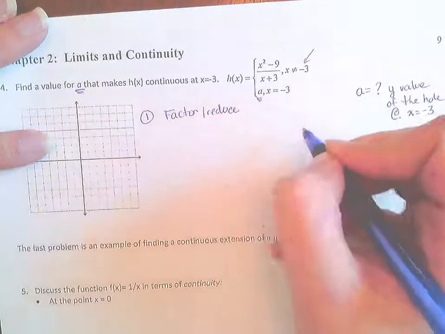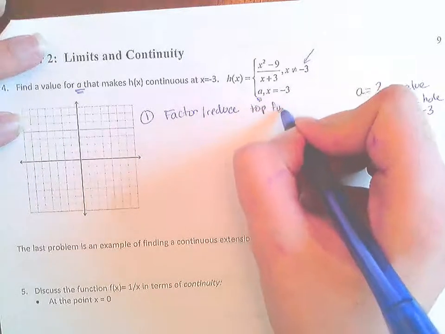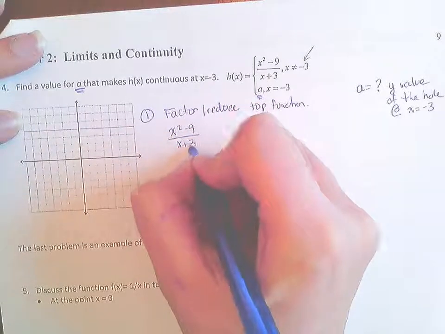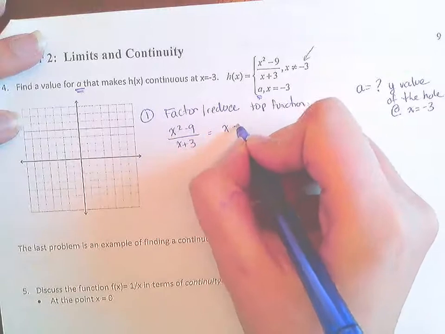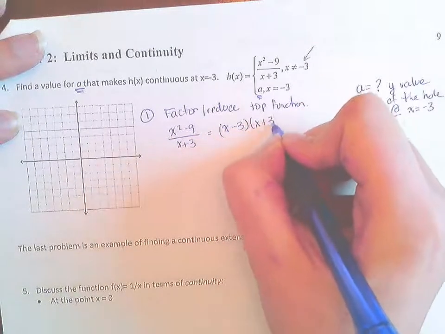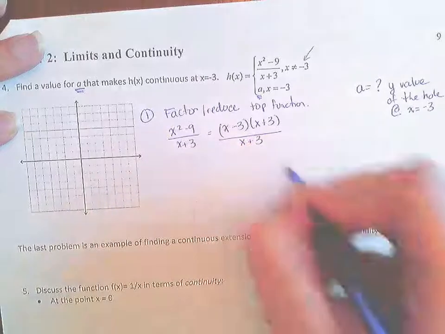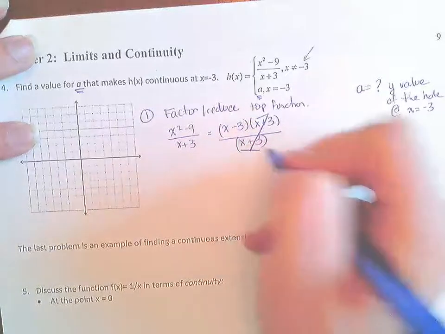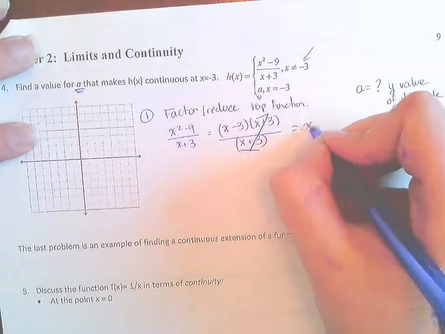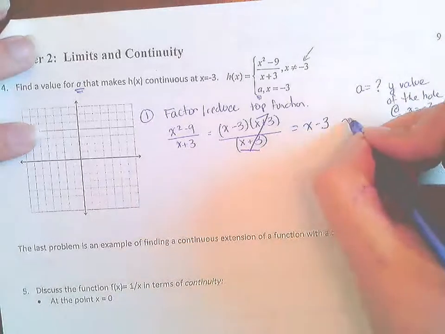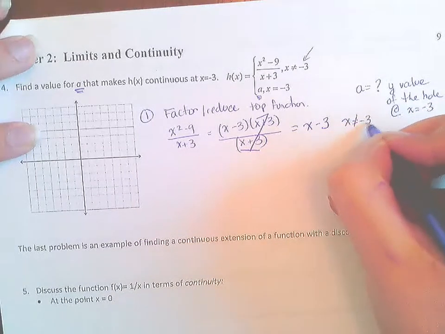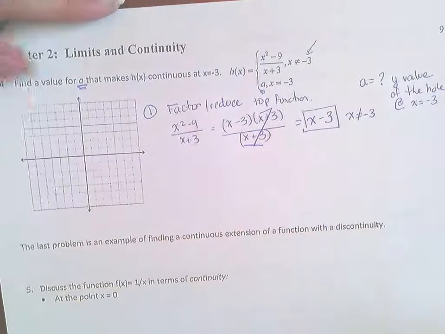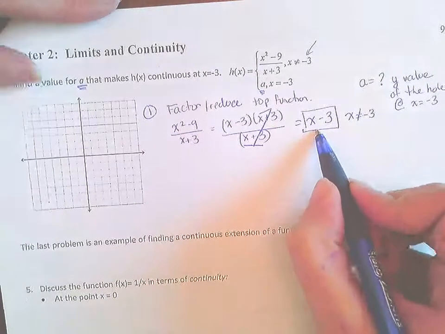reduce the top function. So x squared minus 9 over x plus 3 equals x minus 3, x plus 3 over x plus 3. So right off, you see that this cancels out. So what we're left with is x minus 3, and of course x cannot be negative 3.